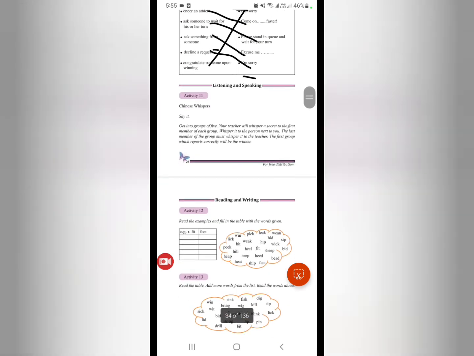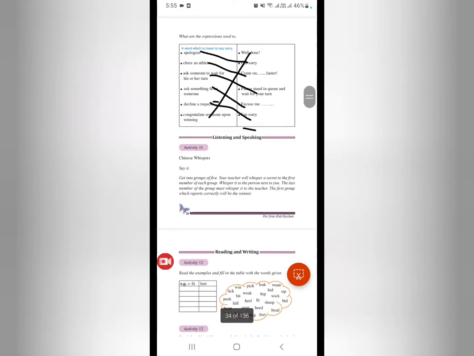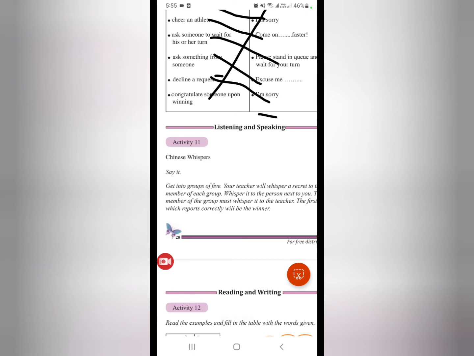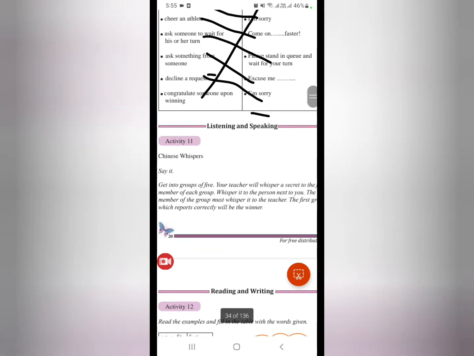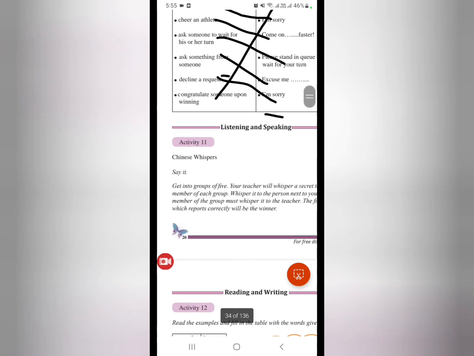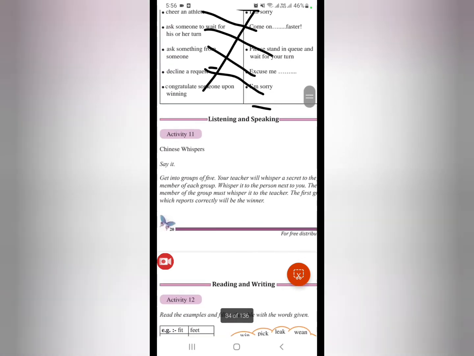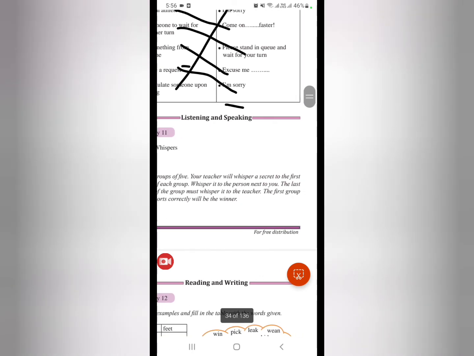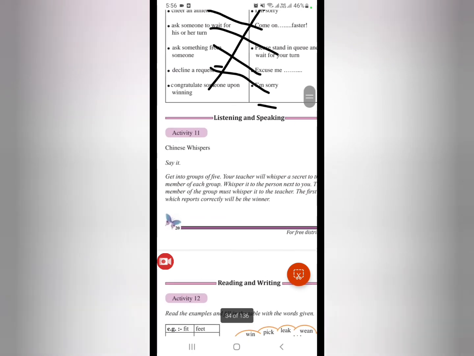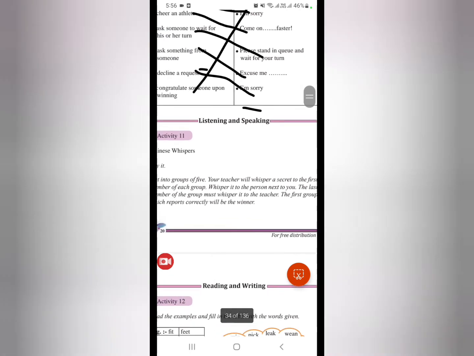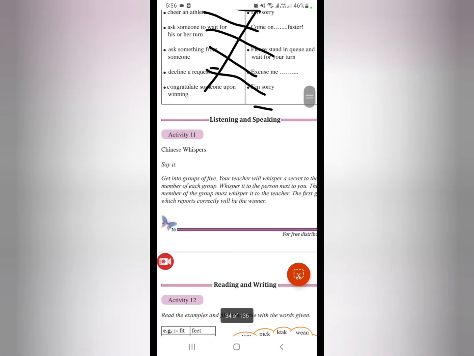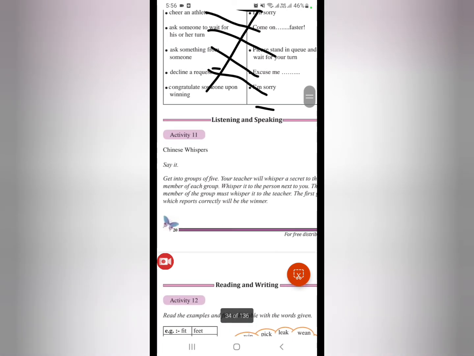There are 3 activities after this. Now, listening and speaking. Listening means கேட்கிறது. Speaking means பேசுறது. Listening and speaking. Activity 11. Chinese whispers. Get into groups of 5. Your teacher will whisper a secret to the first member of each group. Whisper it to the person next to you. The last member of the group must whisper it to the teacher. The first group which reports correctly will be the winner.